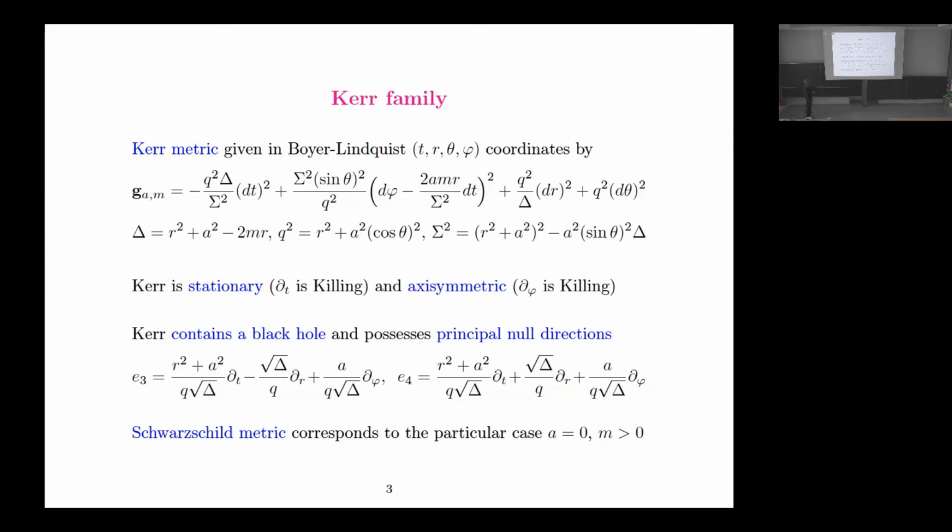And in particular, this is not the case, of course, in Minkowski nor in Schwarzschild, in which case this pair is integrable. And in fact, let me end this slide by mentioning that if you restrict to the particular case of angular momentum zero, you get back the Schwarzschild metric.